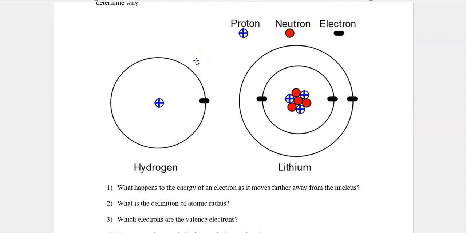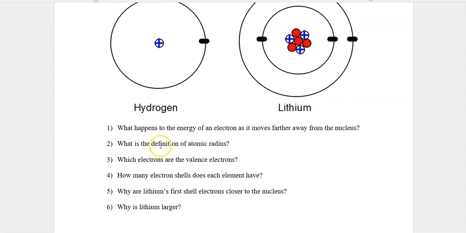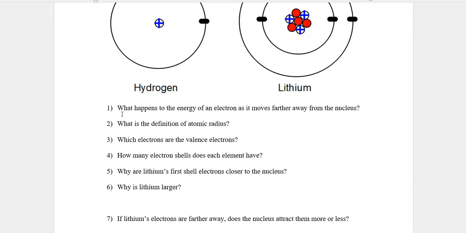So here we've got lithium again, but instead of comparing it to nitrogen, we're going to compare it to hydrogen, which is right above it on the periodic table. So hydrogen is actually smaller than lithium is, but why is that? So go ahead and work on these questions with each other, and then you can pause the video.